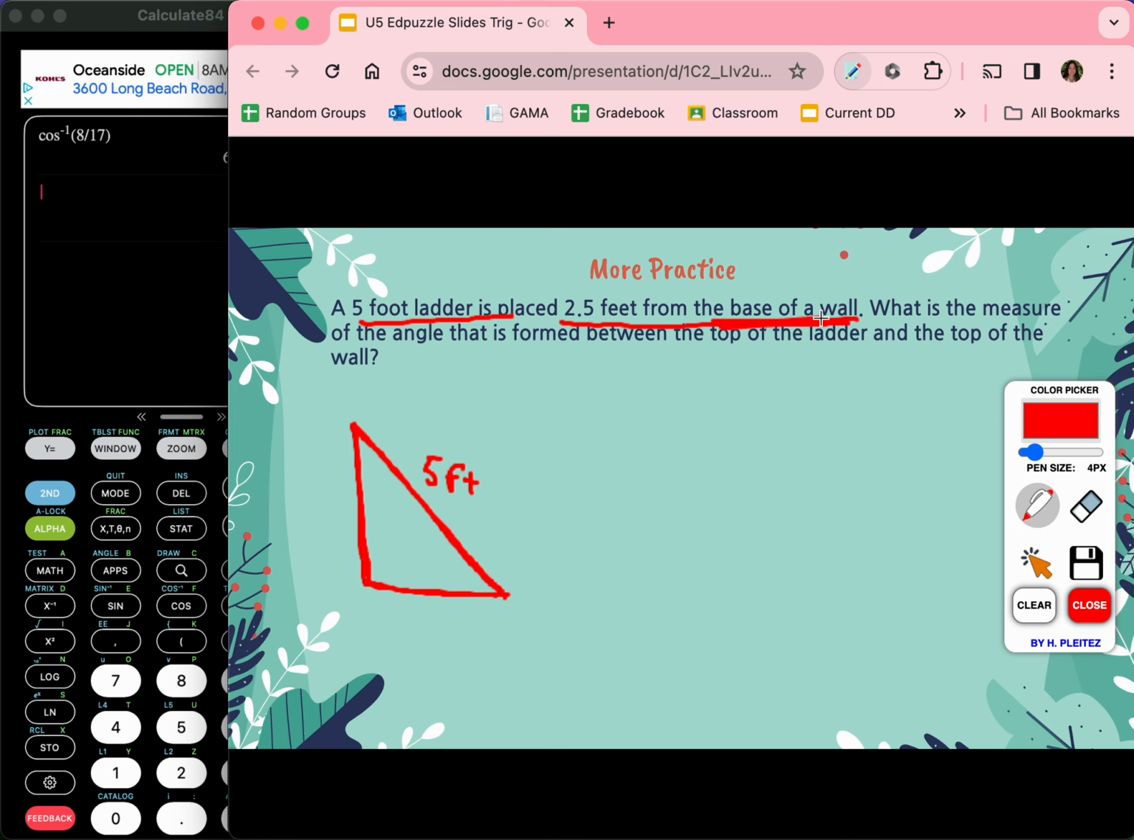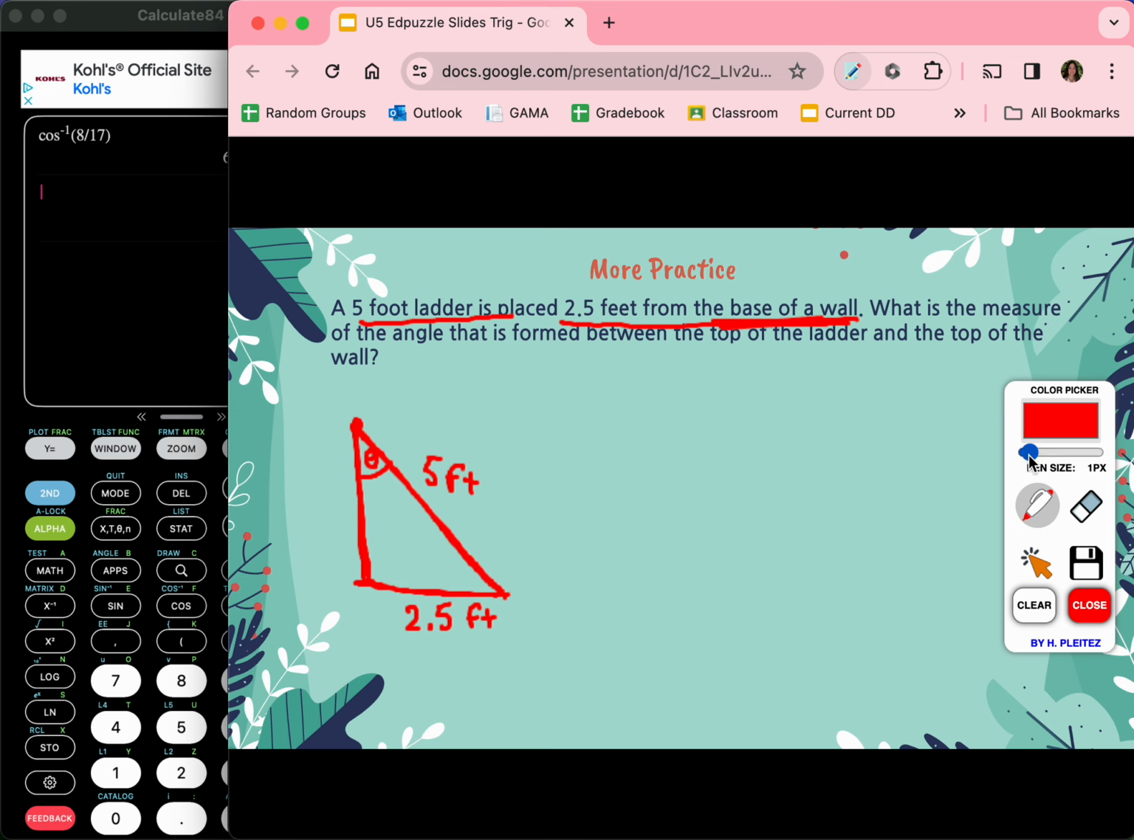So this is the vocabulary that we've kind of had experience with when we were doing Pythagorean theorem. But if we're 2.5 feet from the base of the wall, that is going to be over here. The 2.5 is going to go over here. So 2.5 feet. Now, we're looking for the angle that's formed between the top of the ladder, which is here, and the top of the wall, which is here. So this is the angle, that's our reference angle. That's going to be theta.